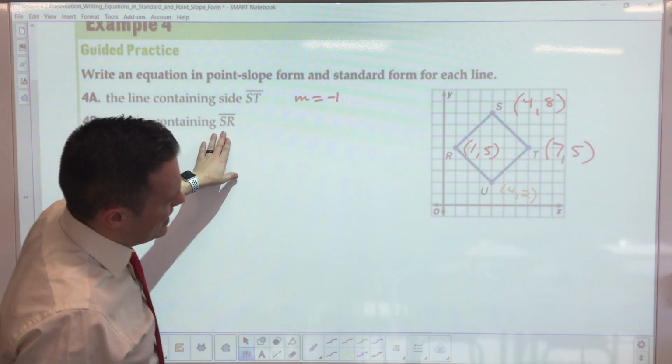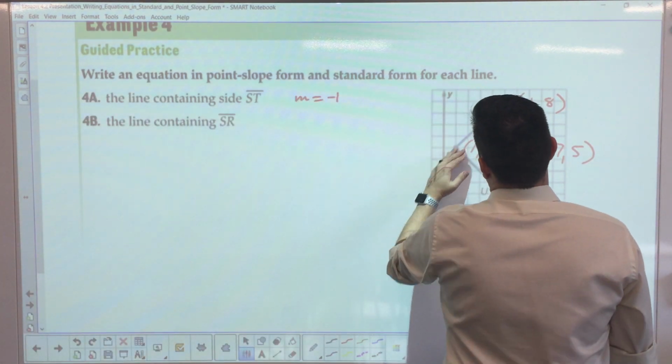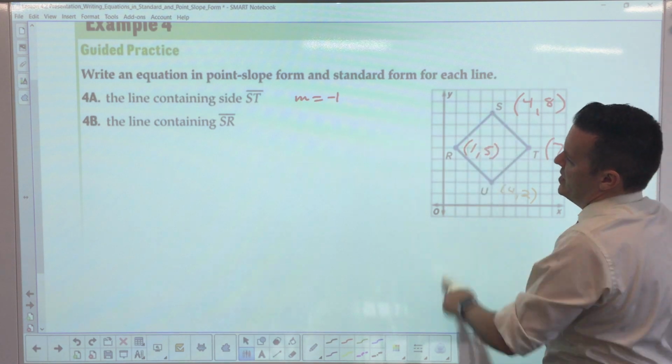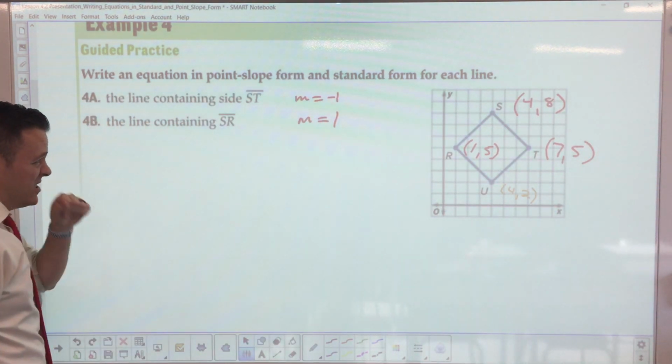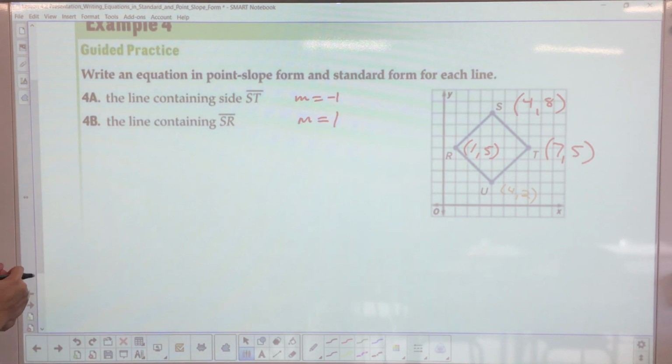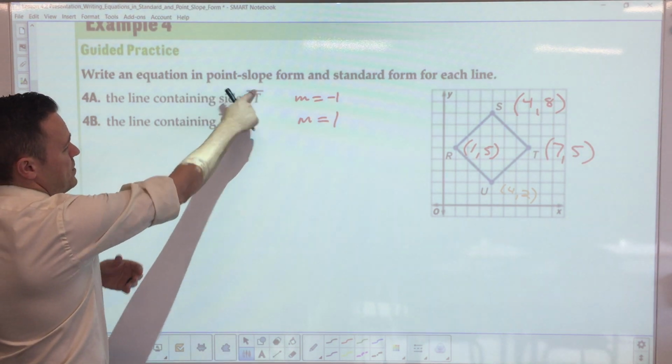Cheated on that one. And then SR, this is a positive slope. What do you think that slope is? That slope is 1. Woohoo! So if you can graph it, sometimes you can do it quicker. All right, so point-slope form.